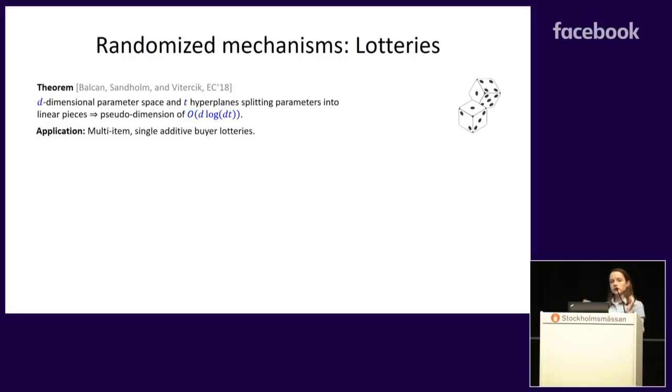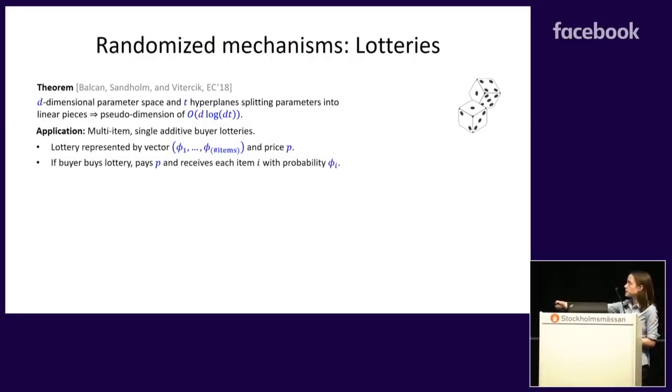And so another class of mechanisms we look at are randomized mechanisms. These are often called lotteries. These are multi-item and single buyer, but they can be generalized to multiple buyers. We're going to assume the buyer is additive. They're generally defined for additive buyers, which means that a buyer's value for a bundle is the sum of their values for every item in that bundle.